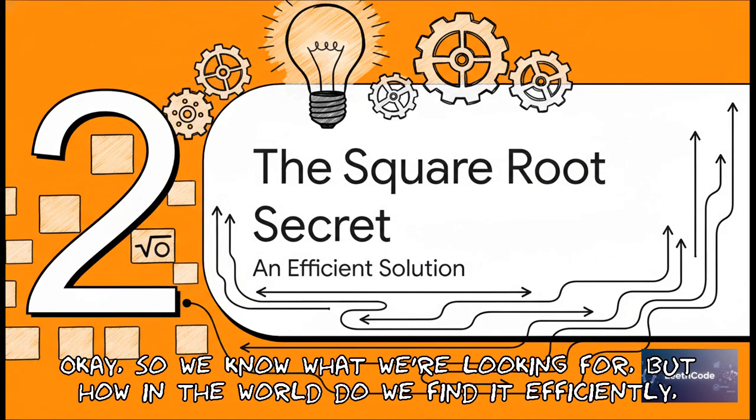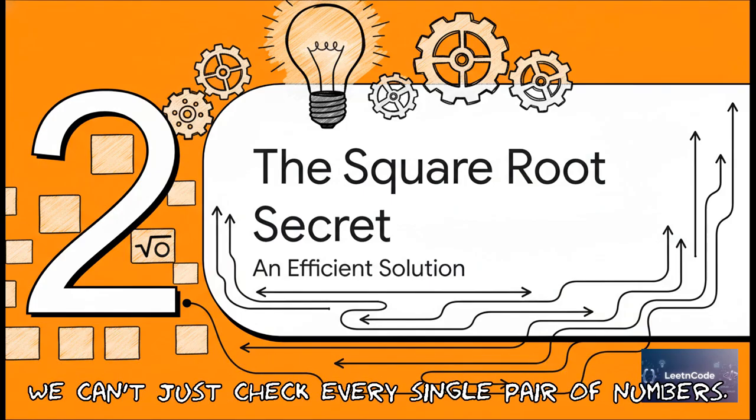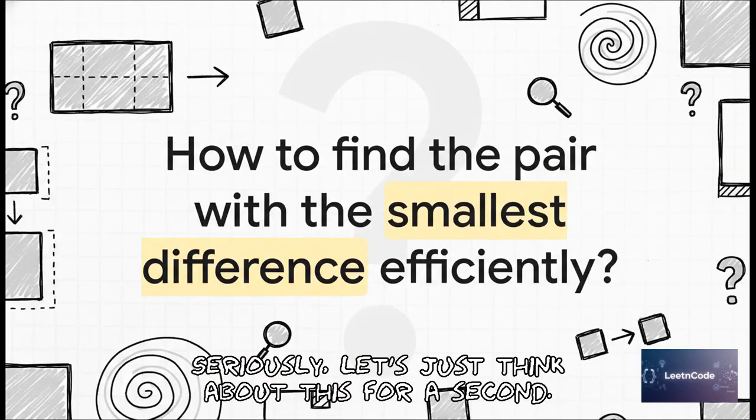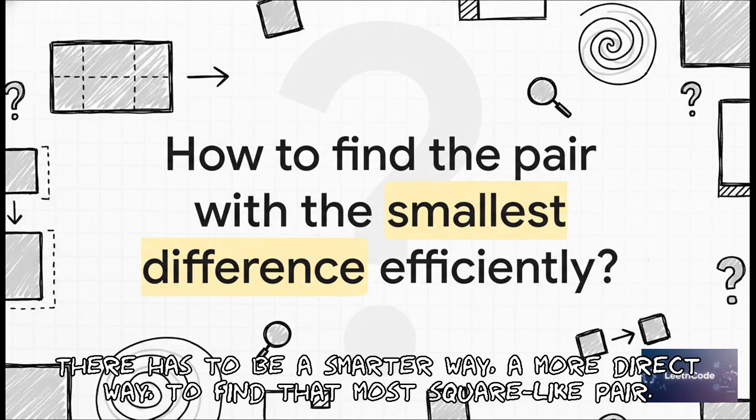Okay, so we know what we're looking for, but how in the world do we find it efficiently, especially if we're dealing with a huge area? We can't just check every single pair of numbers. Well, it turns out there's a clever trick, a real aha moment that just cuts right through all that complexity. Seriously, let's just think about this for a second. If you had a massive area, like 122,122, trying to test all the possible pairs of factors would take forever. There has to be a smarter way, a more direct way, to find that most square-like pair.